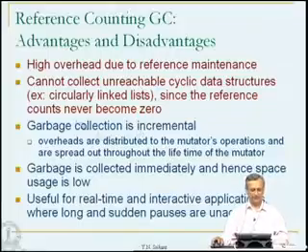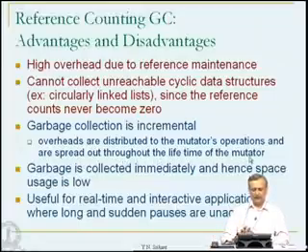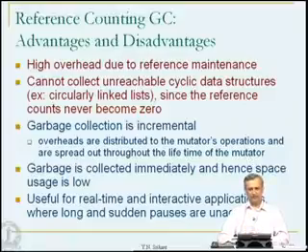What are the advantages? Garbage collection is incremental. Overheads are distributed to the mutator or program's operations and are spread out throughout the lifetime of the mutator. So, if you have run any Java programs and it runs out of memory, the Java program just pauses. You try doing anything, click a mouse or click a button, nothing works. This is because the Java program is now doing garbage collection. This is the pause that I was talking about.